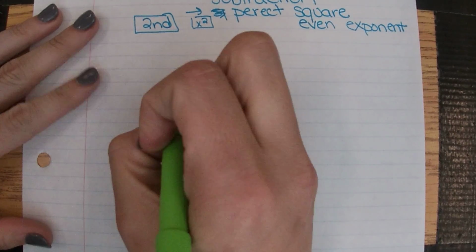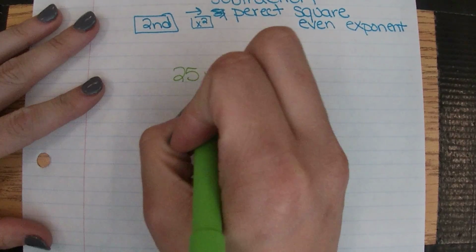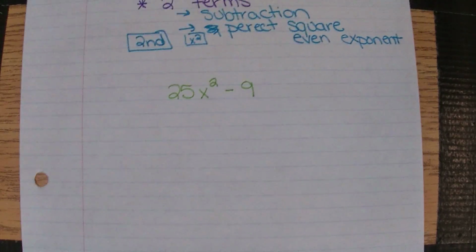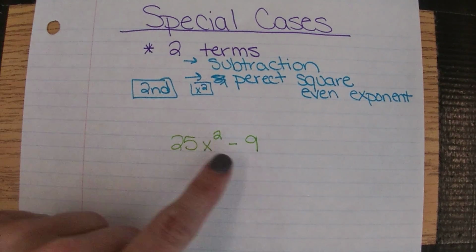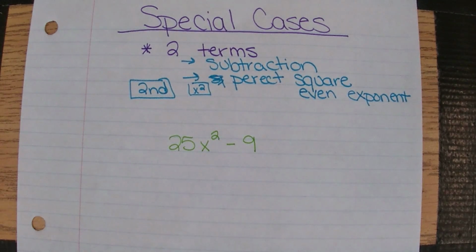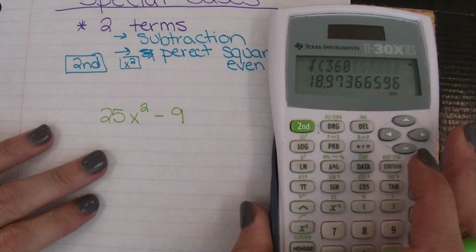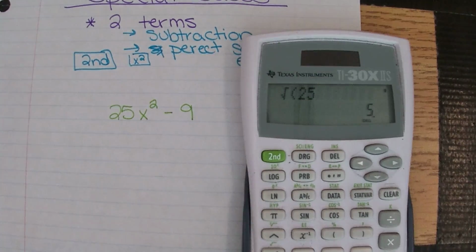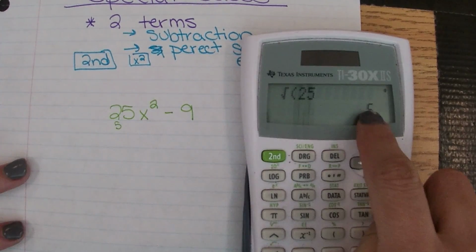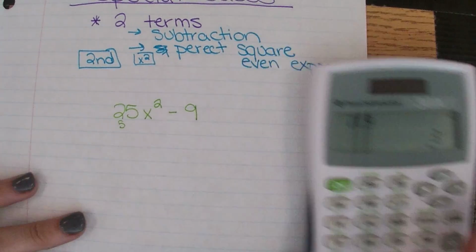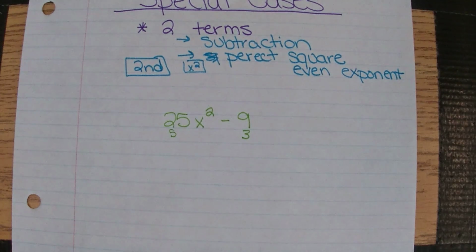So let's say we are given 25x squared minus 9. Okay, so first let's check our list. Is it two terms? 1, 2. Yes, it is two terms. Is it subtraction? We have a subtraction sign. Yes, it is subtraction. Okay, are they perfect squares? Well, again, we could check if we needed to. Okay, so we're going to check the square root of 25 is 5. Now, if it is a perfect square, we're going to make a little note of that. Okay, so 5 times 5 is what gave us 25. Now, let's check 9. Yep, that's 3. Now, if you know those without using your calculator, that's fine as well.